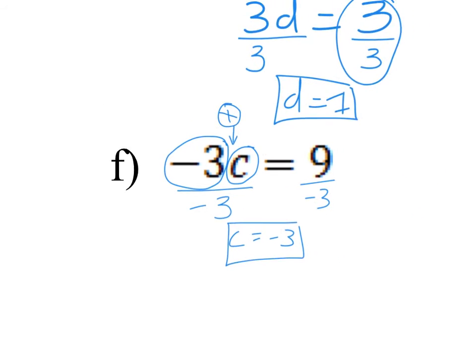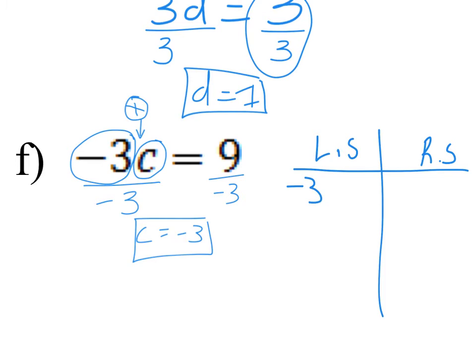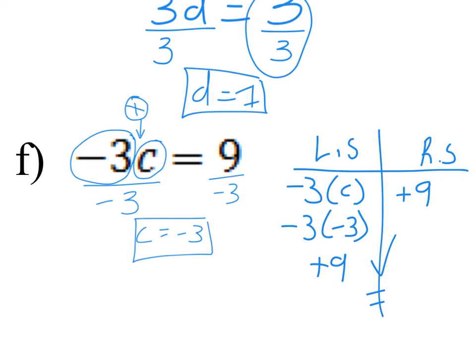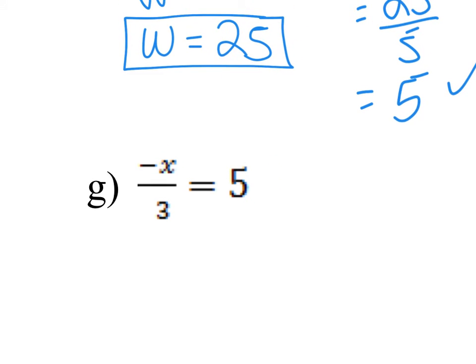And then, of course, we want to check this to make sure that we're correct. So left side, right side. On the left side, you have negative 3 times c. On the right side, you have positive 9. Negative 3 multiplied by c, which is also a negative 3, ends up being positive 9. A negative times a negative is a positive. So now both sides are equal, and we did it correct. Let's keep moving with some examples here.